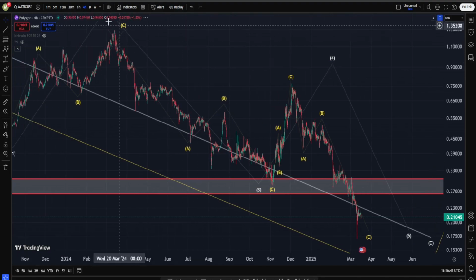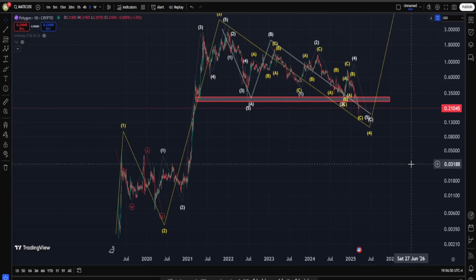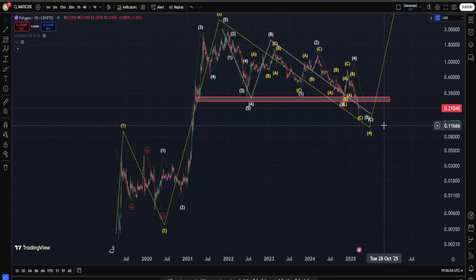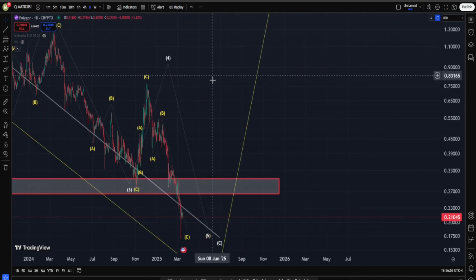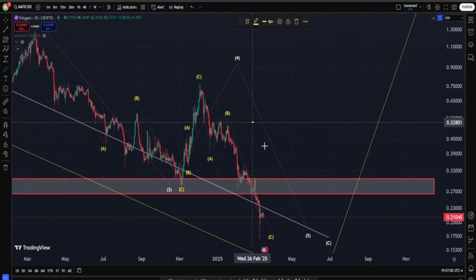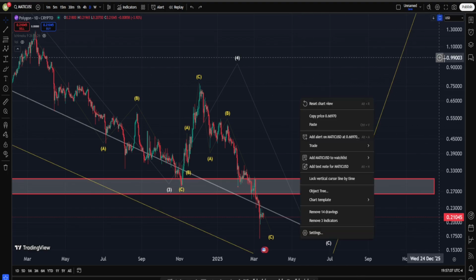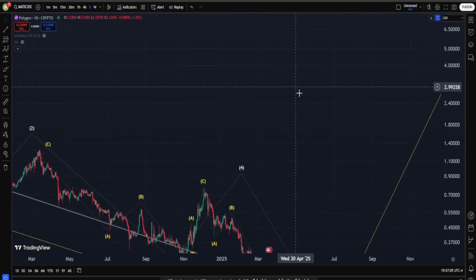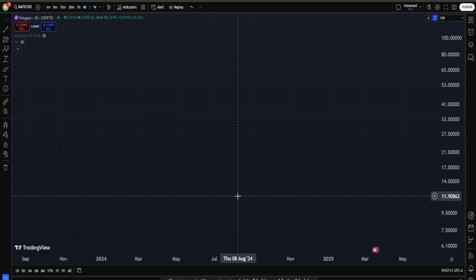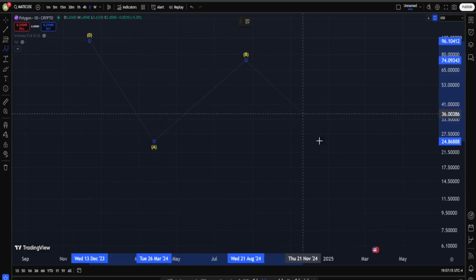Now, in the previous Polygon video, we talked about the possibility of having an ABC with a 1, 2, 3, 4, 5 in form of a wedge structure into our C-leg. Now, in today's update, I want to only talk about this last move on the downside and tell you just how close we are to our final bottom in Matic, at least according to my analysis. And again, this is only and only my analysis. You can have a different opinion. I will absolutely respect it.